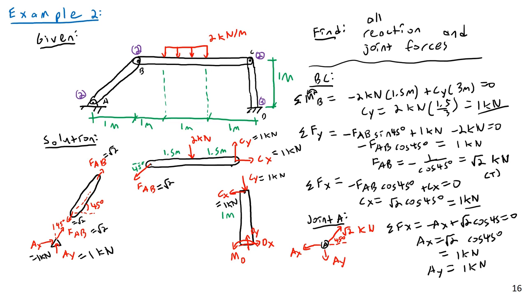So, anyway, Cx is going to be to the left and Cy is downward, each one equal to 1 kilonewton. So we have 1 kilonewton here, and then 1 kilonewton here.